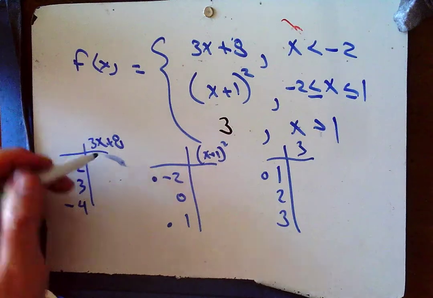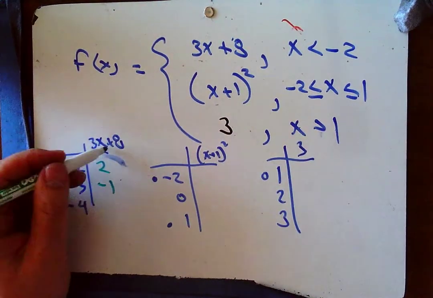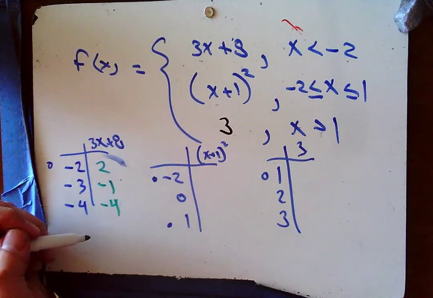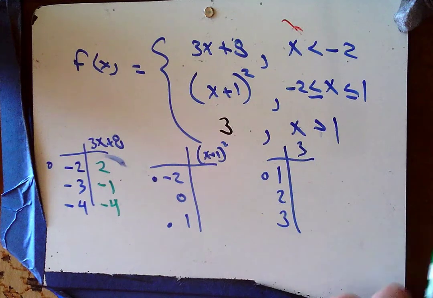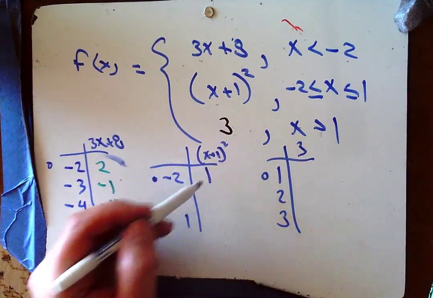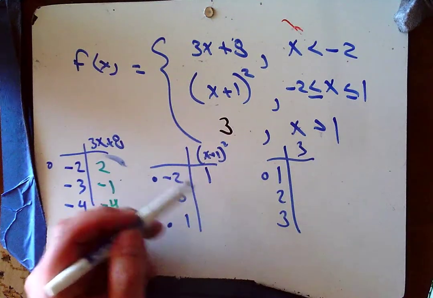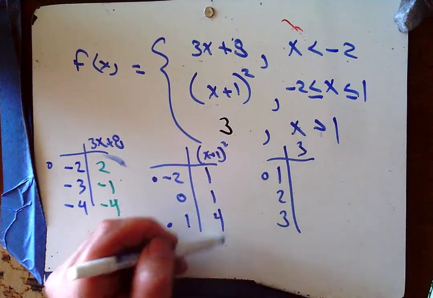If I plug a negative 2 in here, I get 2. If I plug a negative 3 in here, I have negative 1. And a negative 4 gives me a negative 4. How about over here? I plug in a negative 2. Negative 2 plus 1 is negative 1. Negative 1 squared is 1. I plug in a 0. I get 1. I plug in a 1, and I get 4.